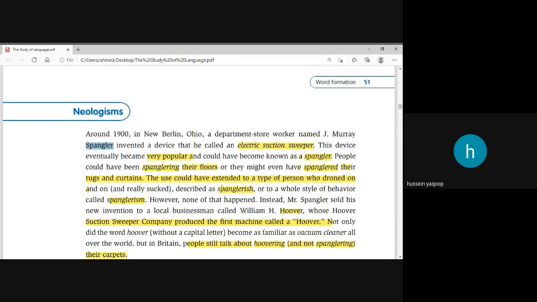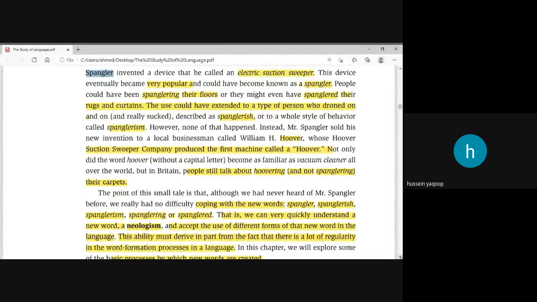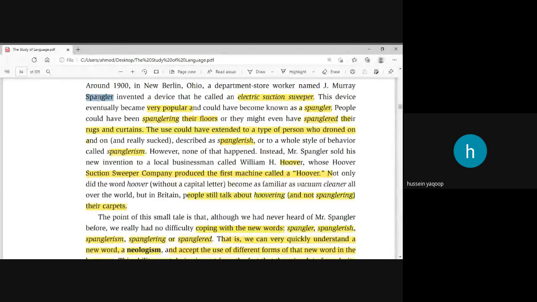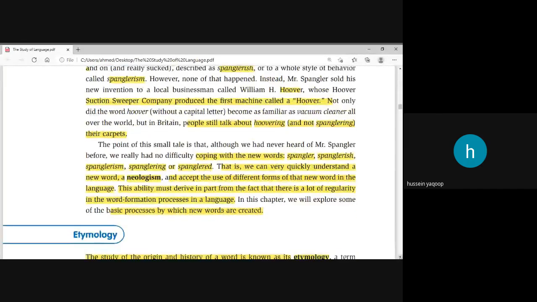Later, after a few years, this invention was sold to somebody whose name is William H. Hoover. Hoover is now a very well-known trademark of vacuum cleaners. Not only did the word Hoover become as familiar as vacuum cleaner all over the world, but in Britain people still talk about hoovering. Hoovering means cleaning, not Spanglering. So after this product was sold, the word Spangler, from 1900 after the invention of the electric suction sweeper, was widely used in the beginning, but later, when the device was sold to somebody else, people started using Hoover instead of Spangler.